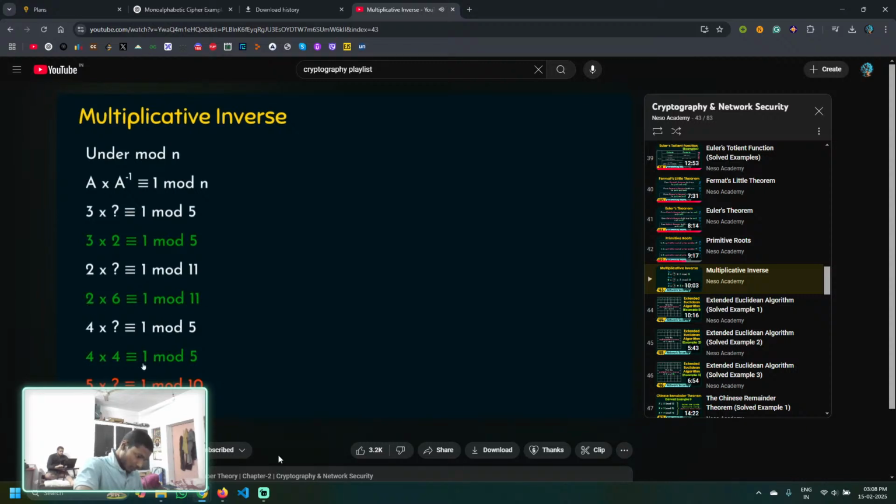Similarly, there exists a multiplicative inverse for 4 mod 5, because 4 and 5 are relatively prime to each other. In other words, GCD of 4, 5 is 1, and that's why there exists a multiplicative inverse. If the GCD of two different numbers is not 1, then it means they are not relatively prime to each other. In such cases, we will never have a multiplicative inverse. So in this example, we can clearly say that 5 mod 10 will not have a multiplicative inverse. You know why? Because 5 and 10 are not relatively prime to each other. The GCD of 5, 10 is 5, and hence we can say that 5 mod 10 does not have a multiplicative inverse.